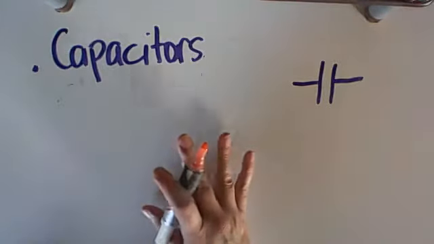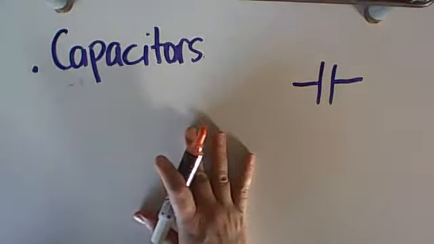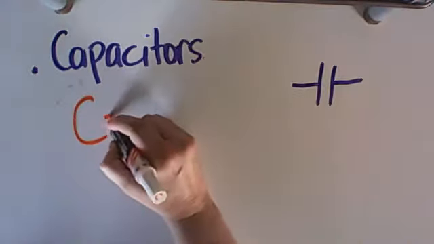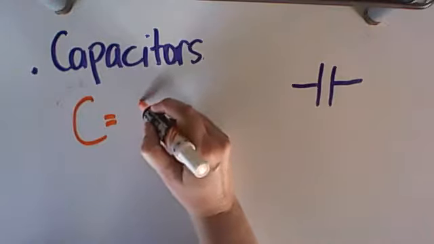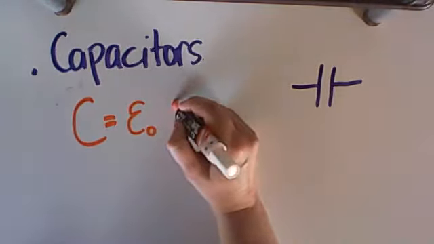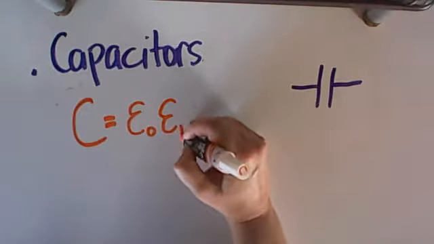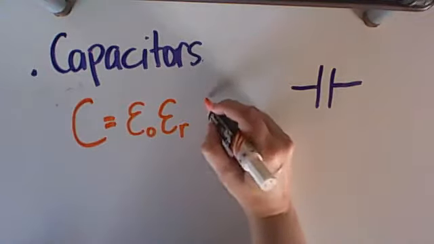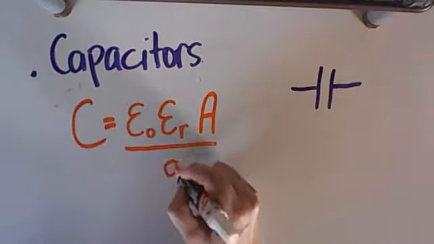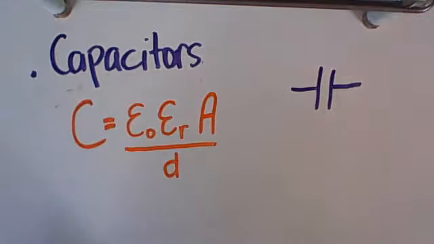And the capacitance of a capacitor depends on its physical structure, and it's given by this formula, that the capacitance equals the permittivity of free space, which is a constant that you'll be given, times the permittivity of whatever the dielectric is, times the area of the two plates, divided by the distance that separates the two plates.